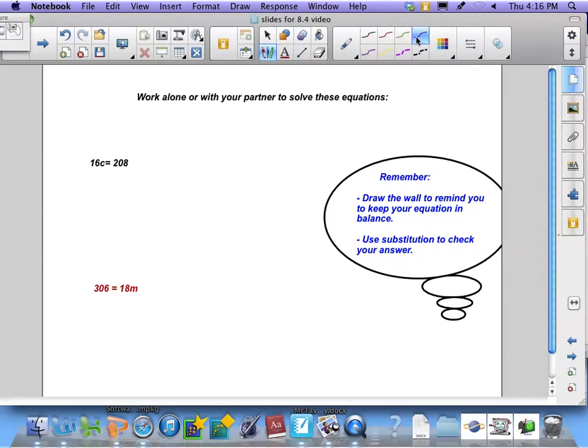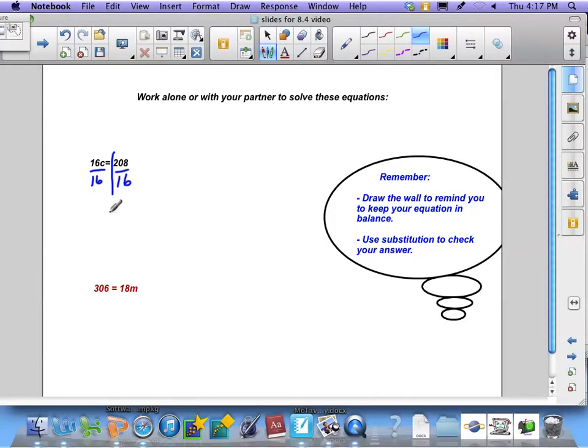The first thing we're going to do, always, when we're solving one-step algebraic equations, is draw our wall. This is a visual reminder that whatever we do to one side of the equation, we have to do to the other side. The division property of equality says if you divide both sides of the equation by the same non-zero number, your equations will remain equal.